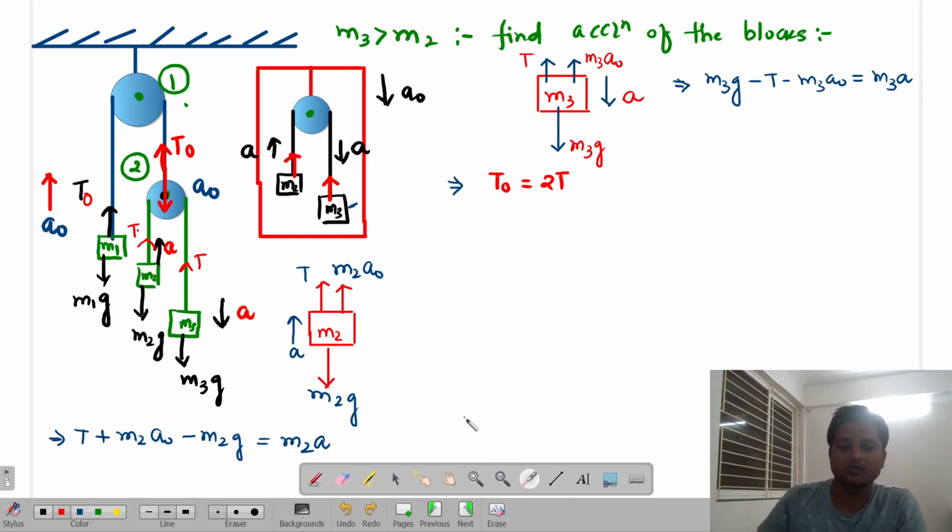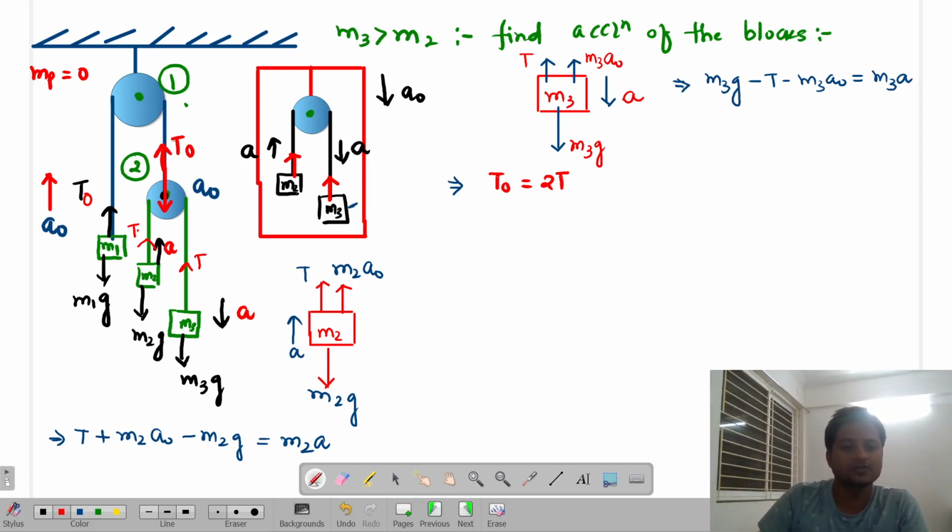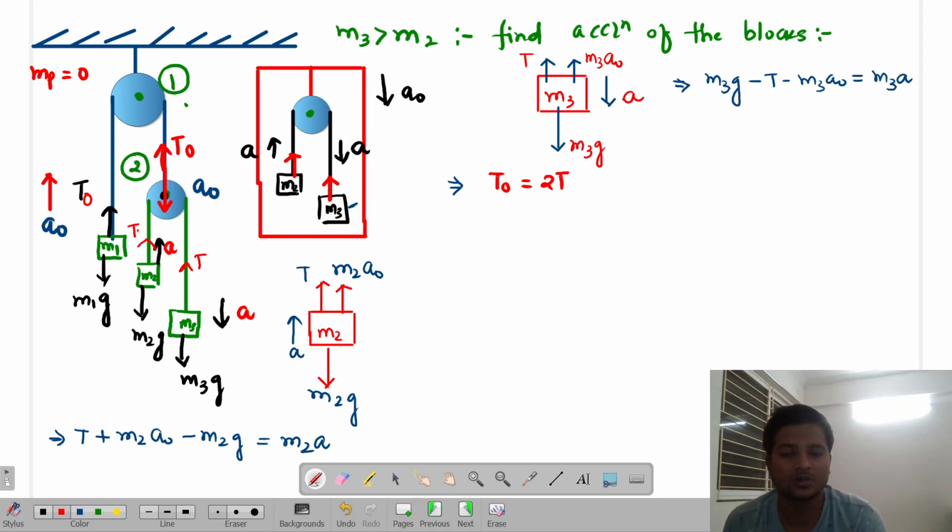If I look into this pulley system, the mass of this pulley is how much? Zero. What kind of pulley are we considering? Masses of the pulley are always equal to zero. We are considering massless pulleys. So when the mass of the pulley is zero, its acceleration is of no use. So the upward force must balance the downward force. That's why we write tension T naught is equal to twice T.